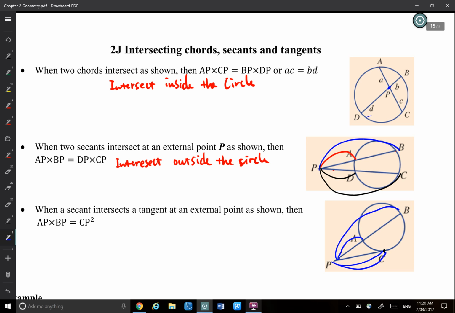If you have an outside bit, it's always the outside bit times the whole bit. And if it's all inside, then it will be one part times the other part equals one part times the other part. So that's the 3 rules.